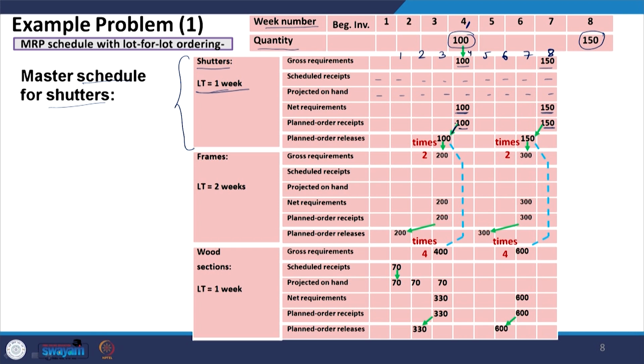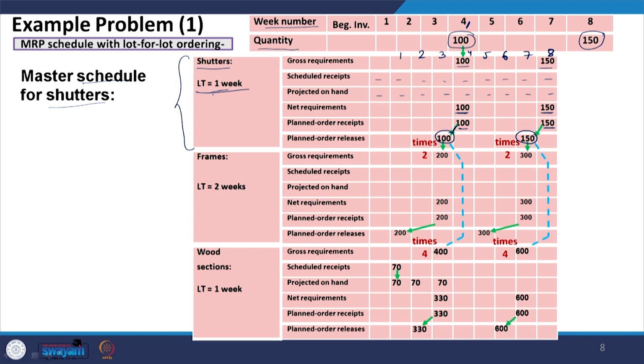this is planned order release based on your requirement in the 4th week. In 4th week you are requiring 100 units, so you will place order in the 3rd week. In 8th week you require 150 units, so here you will place order for 150 units. So, whatever you are requiring in a particular period, based on the lead time.